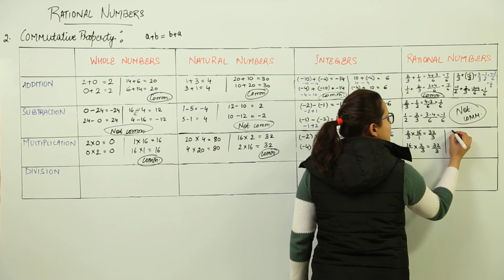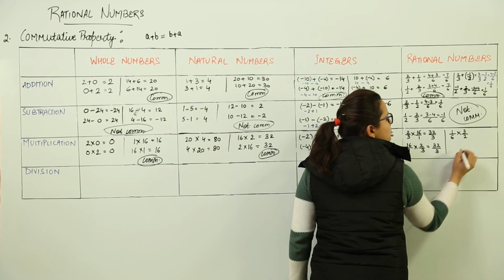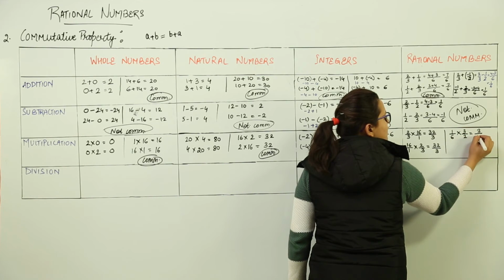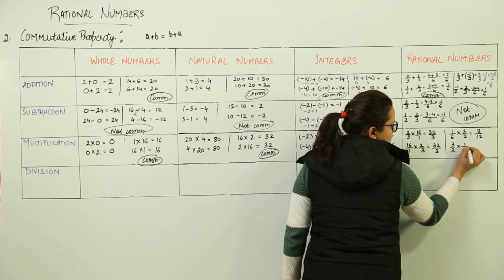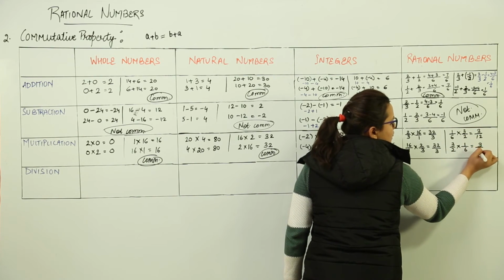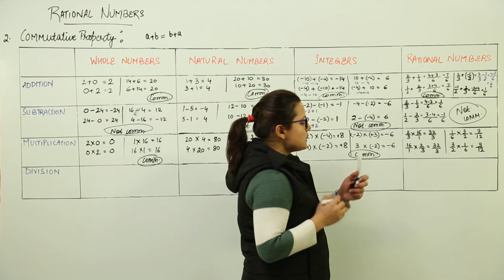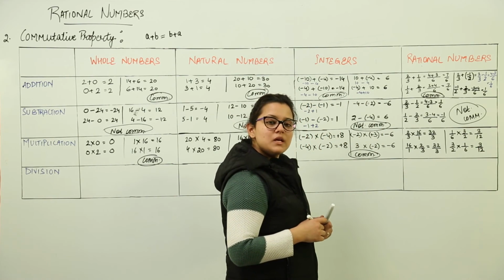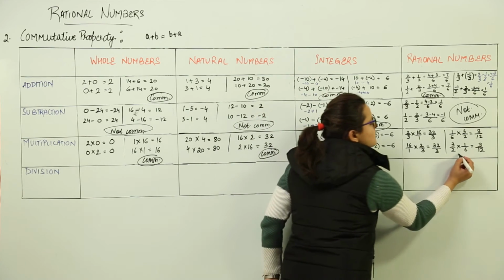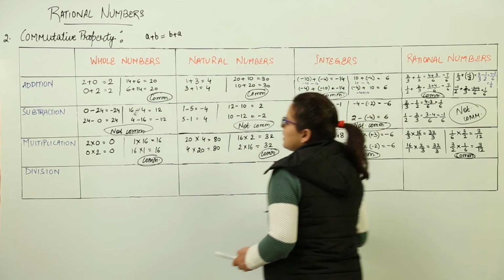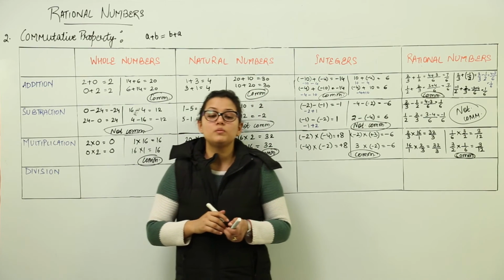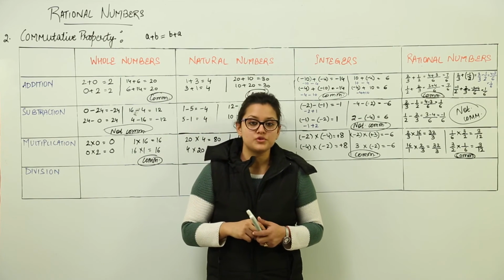Another case, 1 over 6 and 3 over 2. What do you get? 3 over 12, and the result would be the same in the other case also. So we can see that here also the property is remaining commutative, right? So I am mentioning commutative here. Understood? Now my last category would be for the operation of division, right?